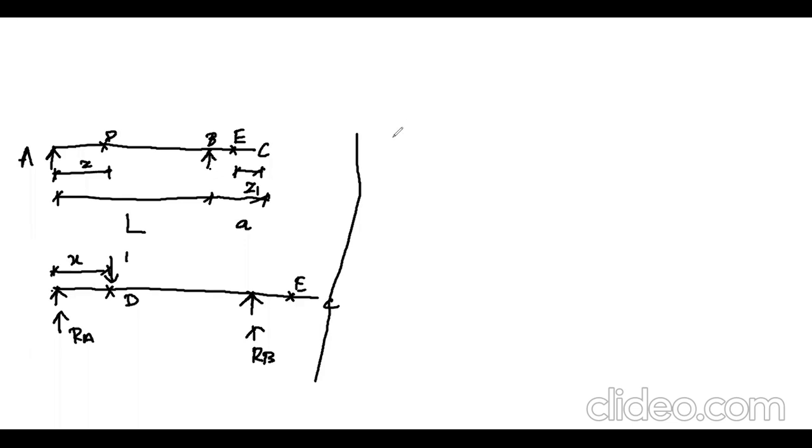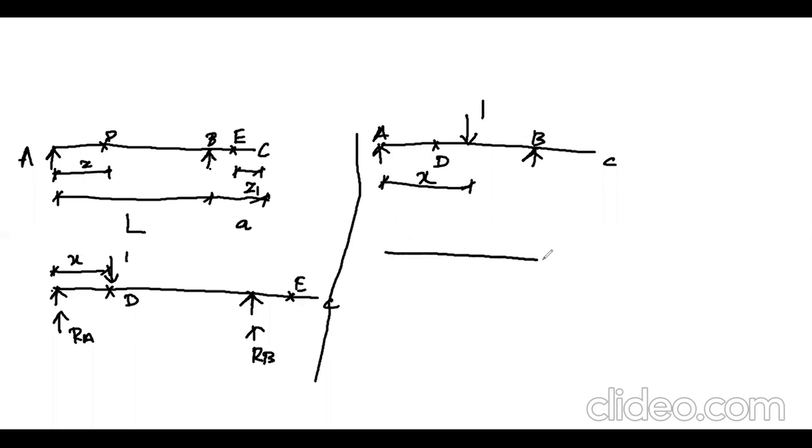Next we are going to draw the second position where we place the unit load. This is C, B, A, and here you have D. Now I am going to place this unit load between the points D and B. So the distance from the left end to this unit load will be X. And coming to the third condition.